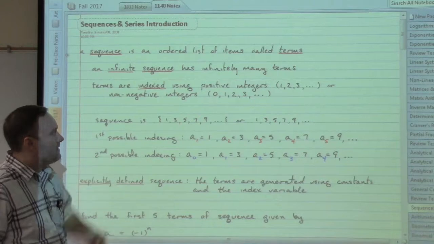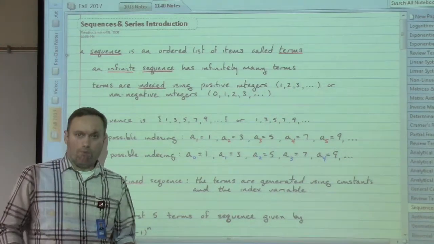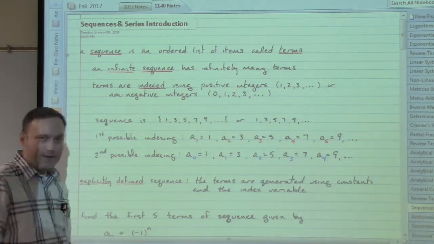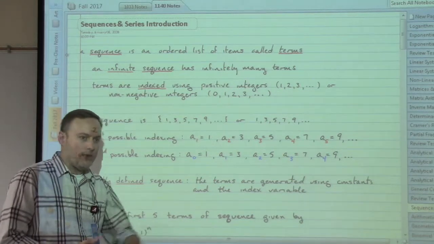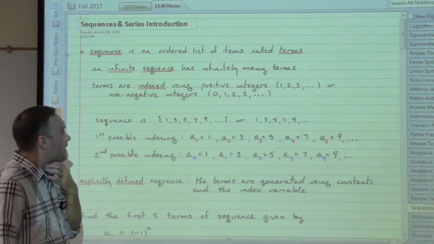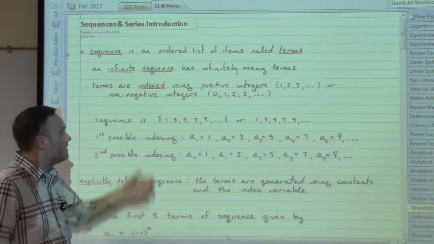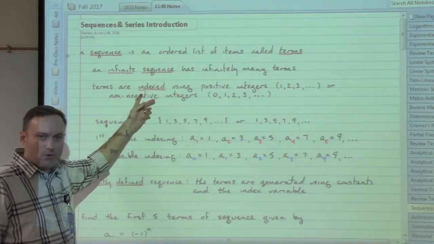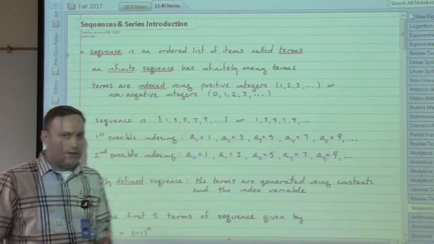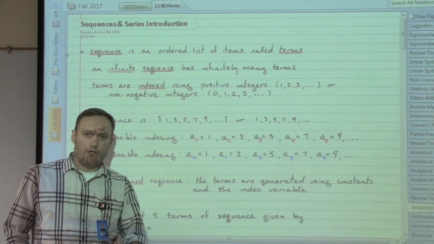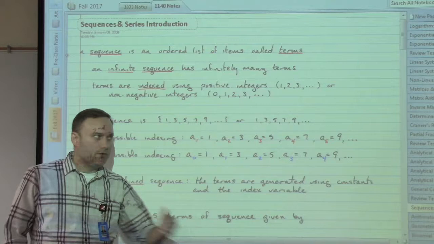We can have an infinite sequence, so infinitely many terms. We can have a finite sequence, a sequence that stops after a certain number of terms. And when we refer to these, the easiest thing for us to do is to have some sort of index to those. Most naturally, first term, second term, third term, fourth term.